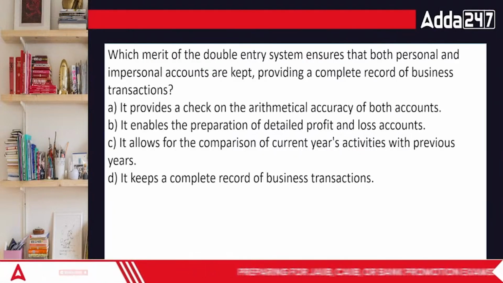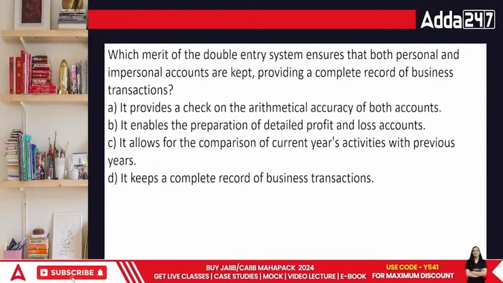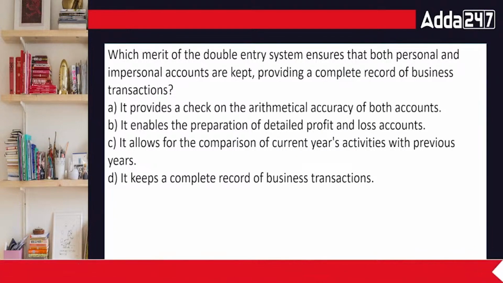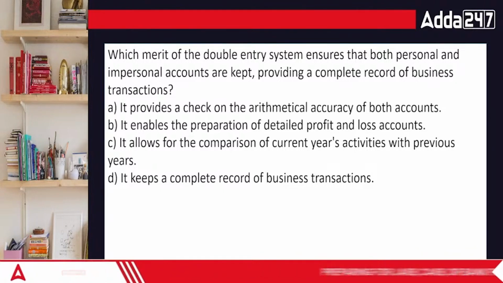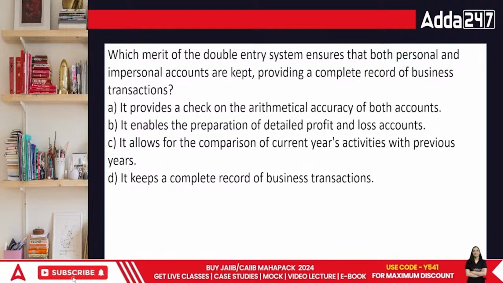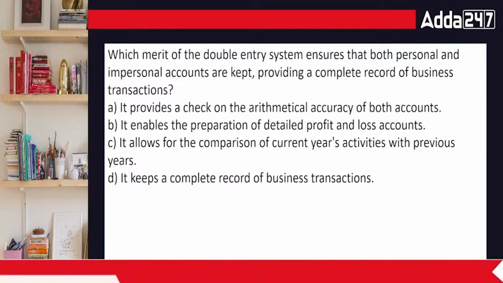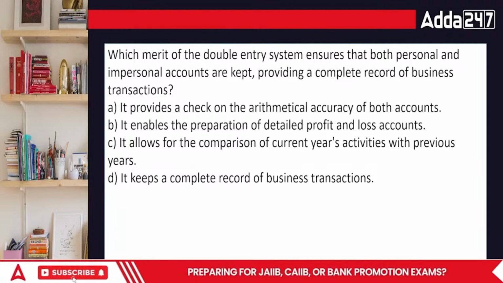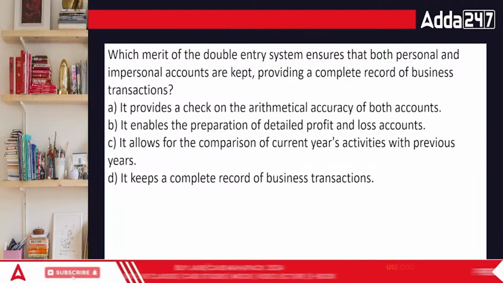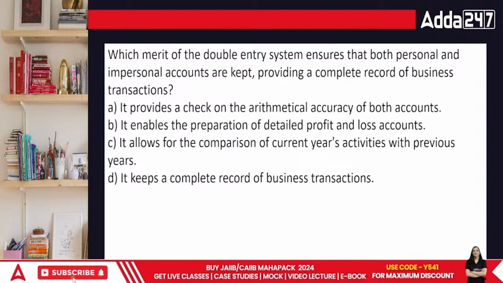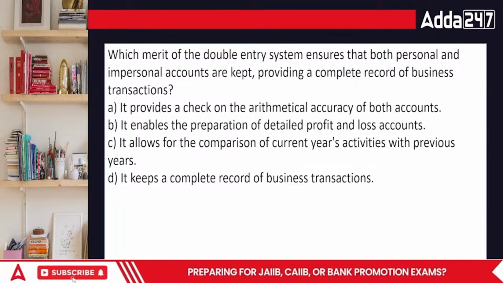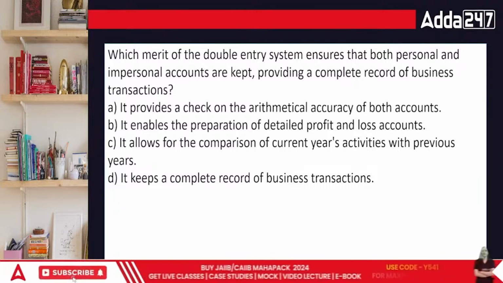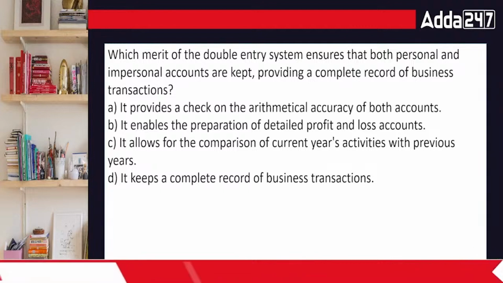Which merit of the double entry system ensures that both personal and impersonal accounts are kept, providing a complete record of the business transaction, everyone. It allows the checking of arithmetical accuracy. Then it enables the preparation of the profit and loss account. It allows a comparison of current year activities with the previous years. And then it completes a complete record of the business.